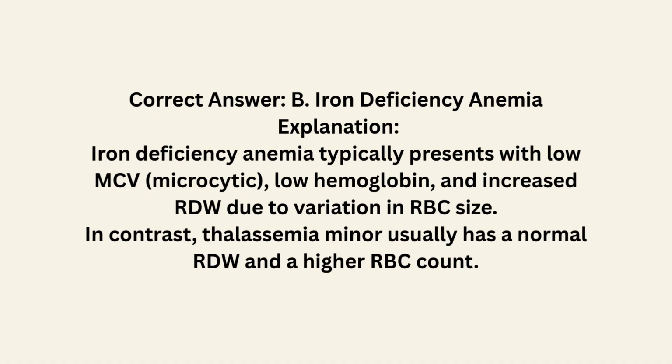Correct answer. B. Iron deficiency anemia. Explanation. Iron deficiency anemia typically presents with low MCV, microcytic, low hemoglobin, and increased RDW due to variation in RBC size. In contrast, thalassemia minor usually has a normal RDW and a higher RBC count.